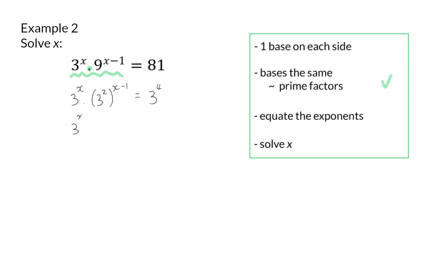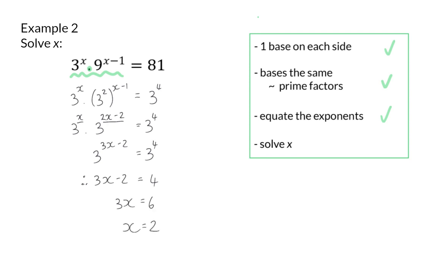The left-hand side can now be simplified further by multiplying the 2 exponent with x and minus 1. And now I can finally change the left-hand side to one base by adding up the exponents that we have. Therefore, I will have 3 to the power of 3x minus 2. Now I finally have one base on each side, and they are the same. So that means the exponent on the left is also equal to the exponent on the right, and I can solve x. So x will be 2.